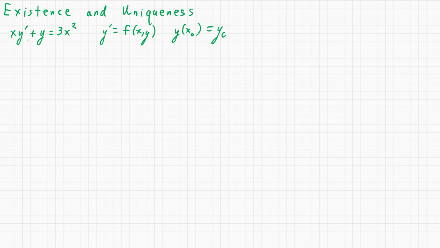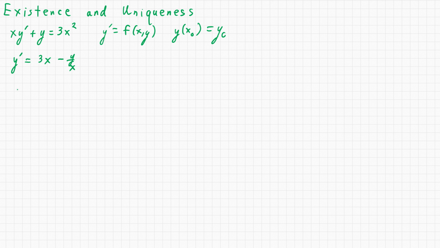Well, that isn't too terrible. If we subtract the y over to the right hand side and then divide everything by x, we'll get y prime by itself. So that'll be y prime equals, 3x squared divided by x will just give me 3x, then minus y divided by x. All right, so that's f of x comma y.